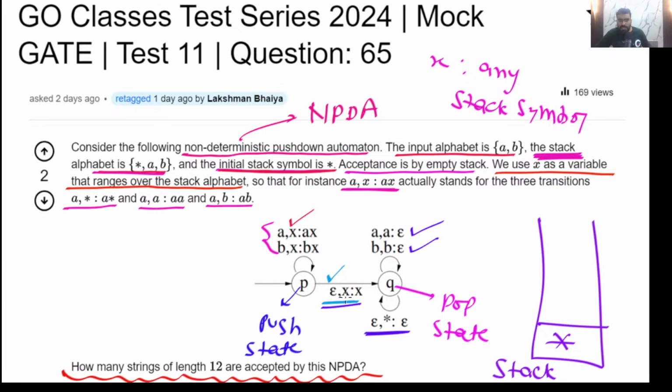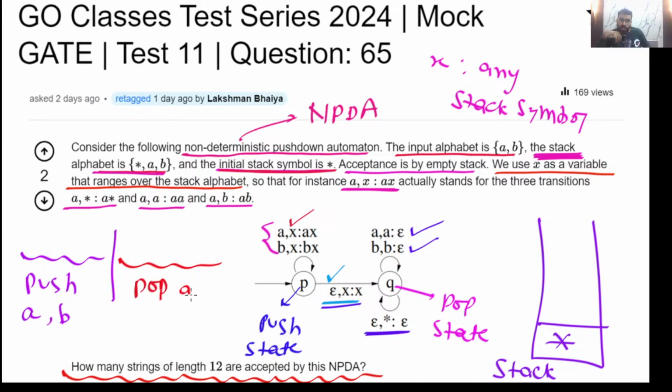You can easily see basically the PDA is doing like this. Till some point it will push. If A is coming, A is pushed. If B is coming, B is pushed. Okay, after this point you are popping A on A and you are popping B on B until you see a star. Then this star also you are popping so that you can get empty stack, because acceptance is by empty stack.